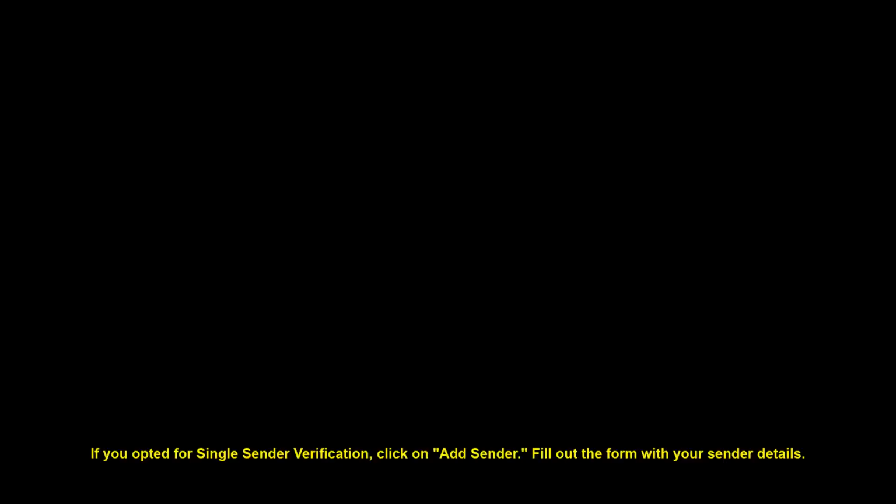If you opted for single sender verification, click on Add Sender. Fill out the form with your sender details. SendGrid will send you a verification email. Click the verification link in that email. Once confirmed, your email address is authorized for sending. You are now ready to send emails through SendGrid.